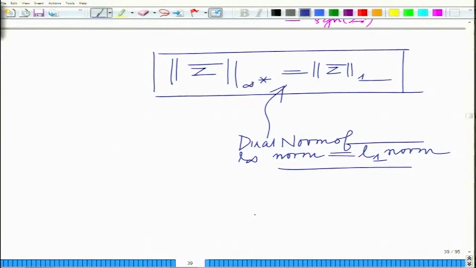And similarly, you can work out the dual norm of other norms. So, for instance, what is the dual norm of the L1 norm? You should be able to convince yourself that it is indeed the L infinity norm. These are the duals of each other.